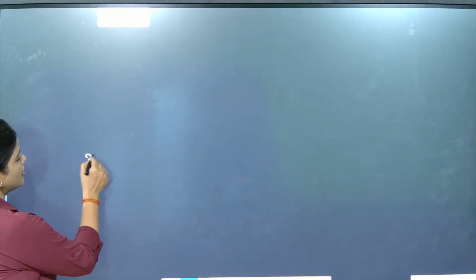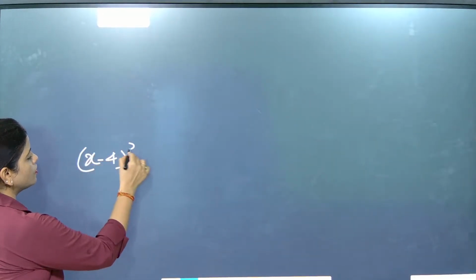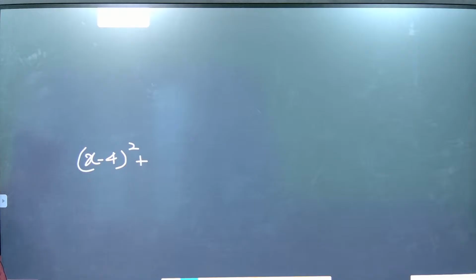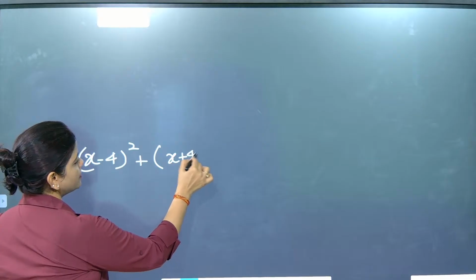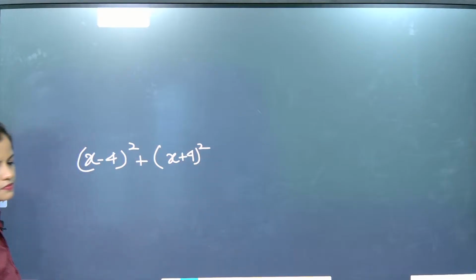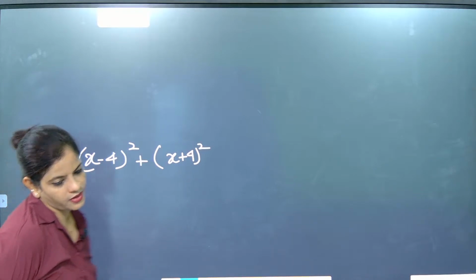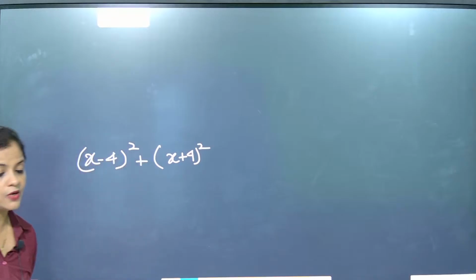Question is (x minus 4) whole square plus (x plus 4) whole square. Yes, start solving. Let's see what answer is coming. (x minus 4) whole square plus (x plus 4) whole square. Come on, go for it. Very easy question.